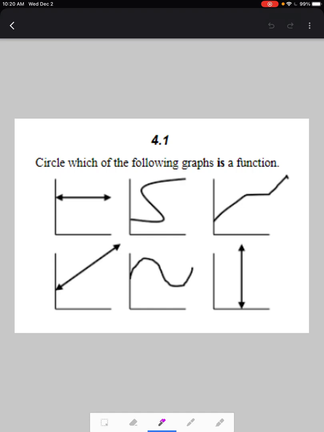So the first thing for 4.1 is asking about, is it a function? Now, when we're looking at graphs, the thing that we want to remember here is the vertical line test. And this basically says that each input has one output. It's a really fancy way of saying if you draw a line straight up and straight down, it should only cross the function one time.